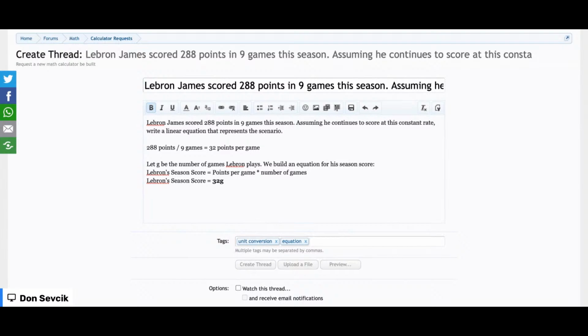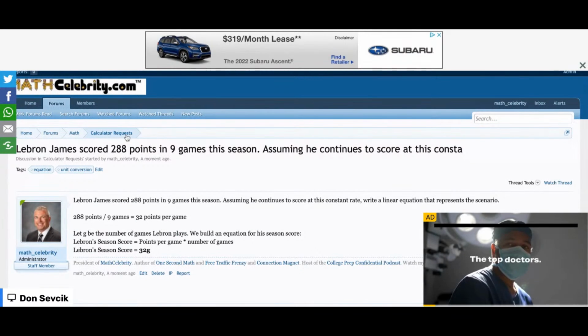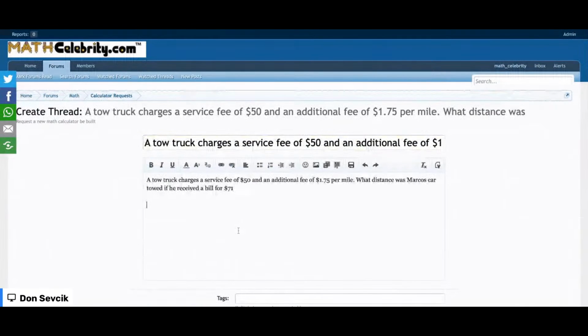All right. Can't get through one day without lots of cost functions. All right. A tow truck charges a service fee of $50 and an additional fee of $1.75 per mile. What distance was Marcos's car towed if he received a bill for 71? Set up a cost equation C of M, where M is the number of miles.